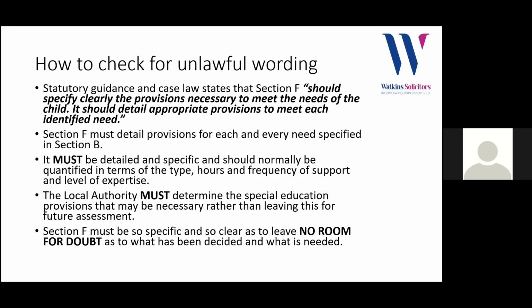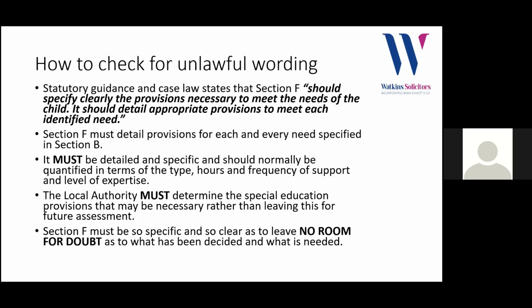So it's quite clear that Section F should specify clearly the provisions necessary to meet the needs of the child. It should detail appropriate provisions to meet each identified need. So what you want to do is look at your EHCP, look at all the needs in B, and make sure that there is a mirror provision in F. It must be detailed and specific, should normally be quantified in terms of the type, hours, and frequency of support and level of expertise. The local authority must determine the special education provisions that may be necessary rather than leaving this for future assessment. Section F must be so specific and so clear as to leave no room for doubt as to what has been decided and what is needed.